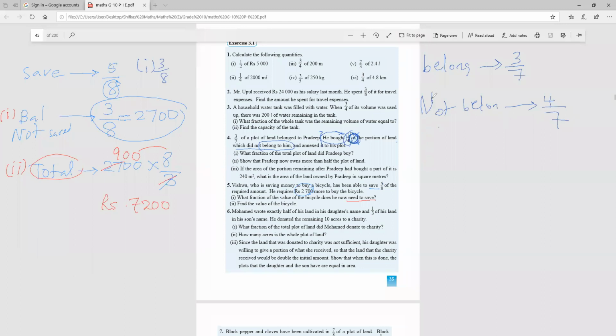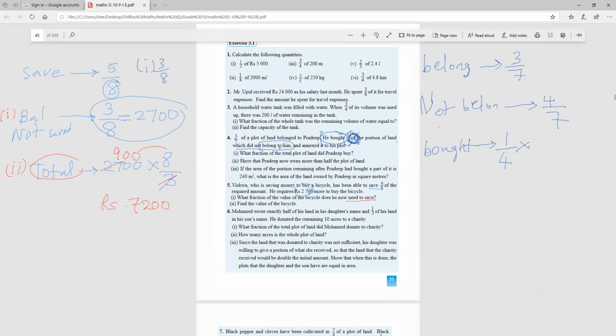Now he's doing something else. He got more money. Now he has the desire for more land, and he is going to buy more. So 1/4 of the portion. 1/4 is equal to a fraction of. Of means multiplication, of what is not belonging to him.